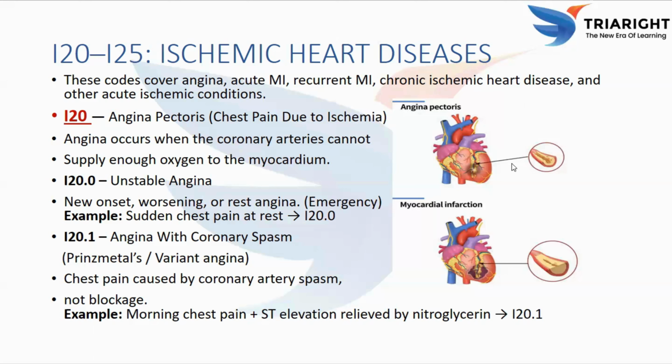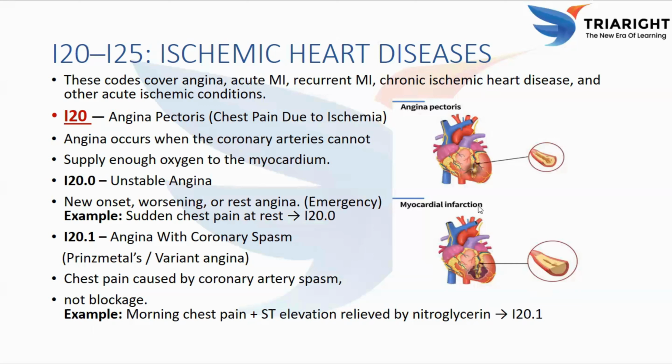On the right side, you can clearly see the picture, angina pectoris at the top and myocardial infarction at the bottom. In angina pectoris, you can see the heart and a partially narrowed coronary artery. Here, the narrowing, the plaque buildup, reduces the oxygen delivery to the heart muscle. So what does this cause? It causes chest pain, especially during exertion or stress.